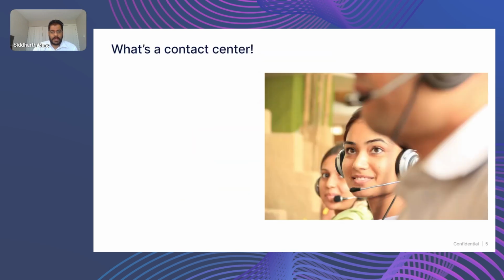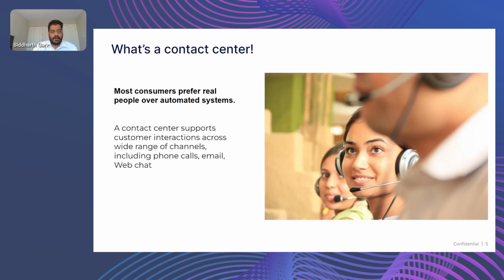So before going to that, I know everybody seems like, okay, I know contact center. What is contact center? And this is what you imagine as soon as somebody says, okay, this is contact center. But generally, contact center supports customer interaction over a wide range of channels, including phone call, email, web chats, and still in the era of various automations, people prefer real people over automated systems.